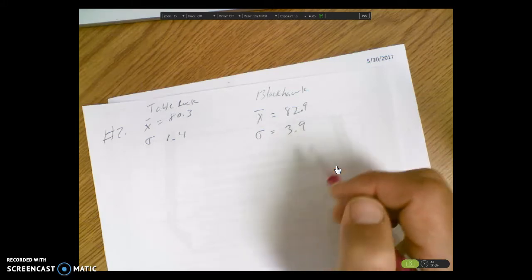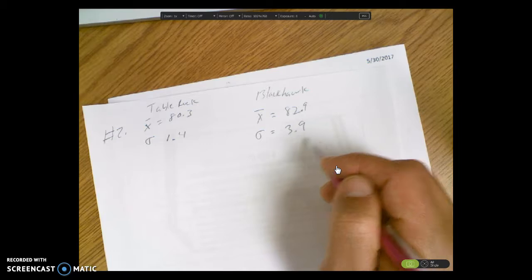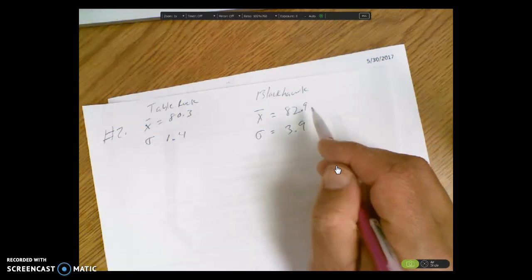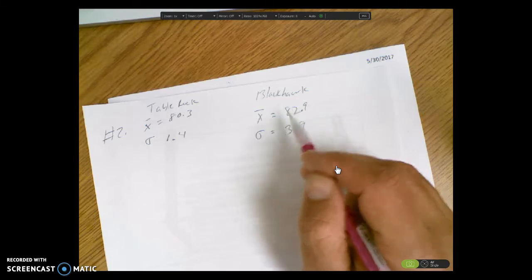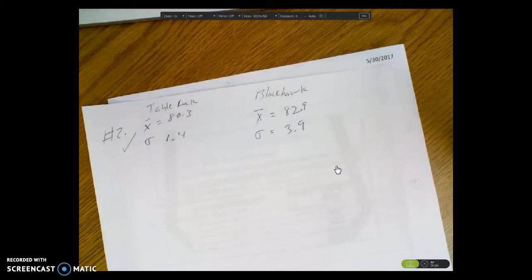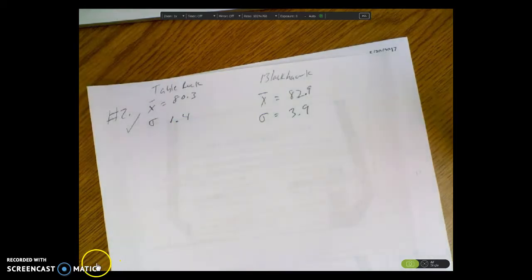So he's a little more erratic at Blackhawk. Maybe it's a longer course and he's got to use some different clubs he's not comfortable with. Either way, he is scoring more sporadically at Blackhawk, and he has a higher average score. So his better course to play would be Table Rock. Remember, in golf, we're looking for lower scores. All right. So let's take a look at the next one.